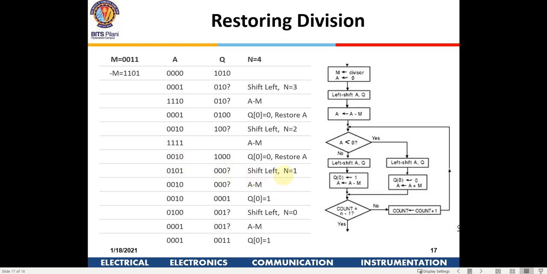Again we are doing one more shift left operation, but in this case, if you see, there is a 0 out here, so it's a positive number. Since it's a positive number, we are going to insert Q0 equal to 1 out here, and also we are not going to restore the value of A. Whatever is the subtracted value, we carry forward for the next operation.